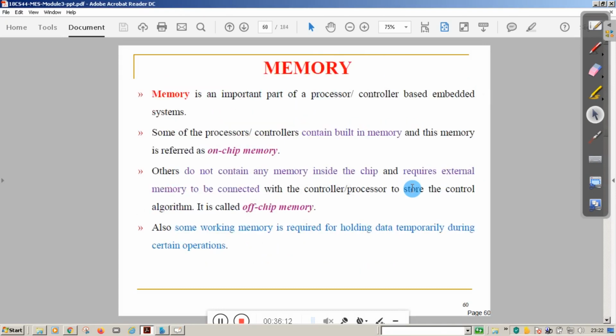So with this, I will wind up this session. In the next session, we will see the memory and different configurations related to the memory. Thank you.